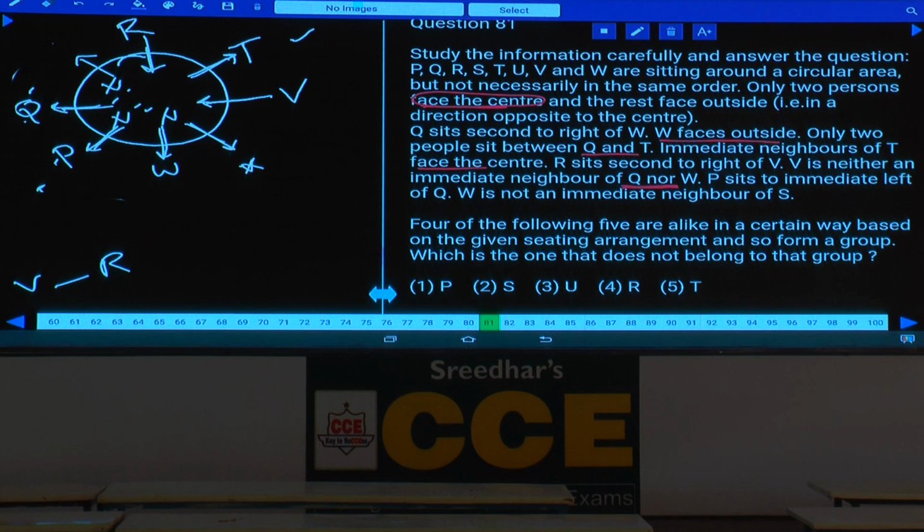P sits to the immediate left of Q. W is not an immediate neighbor of S. As W is not an immediate neighbor of S, S cannot be in between V and W. Hence S will be here. If S is here, then who is the person left over? P, Q, R, S, T, V, W. U is the person left over. Then this is how these 8 persons were seated around this circular table, out of which 2 are facing the center and 6 are facing away from the center.